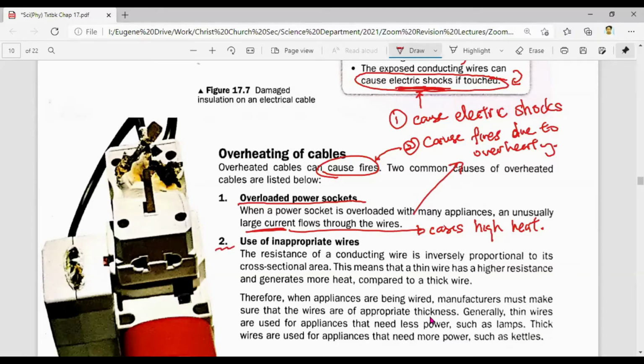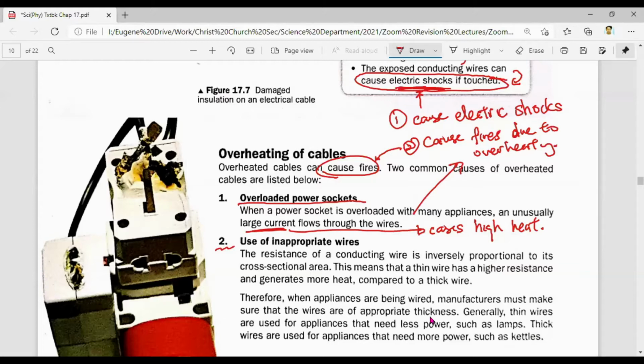Most of us, our concern is not so much on number two, because the industries will have done their proper assessment of what kind of wires to use. So most of the time on our end, what causes the hazard is because we overload power sockets. So please do not overload power sockets at home.